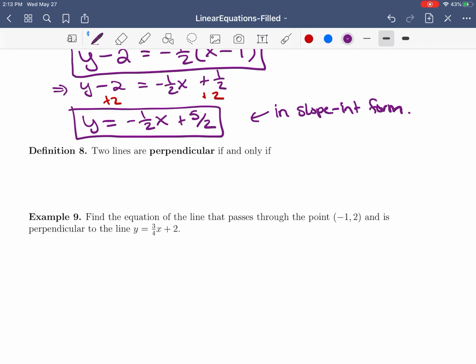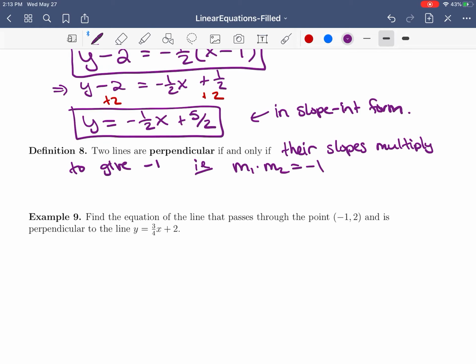Now, two lines are perpendicular if their slopes multiply to give negative 1. So i.e. m1 times m2 is equal to negative 1. So another way you can think about this is that they intersect at a right angle. So remember, a right angle is 90 degrees.